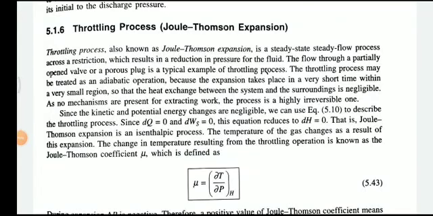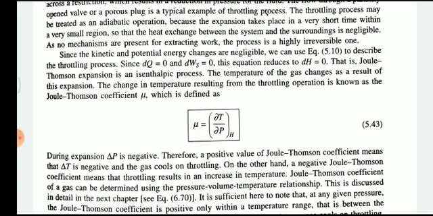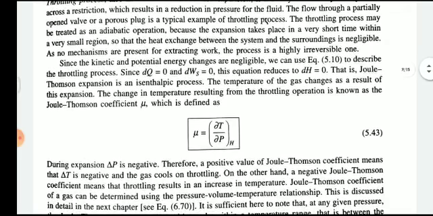In the throttling process of the CET subject, we are discussing the Joule-Thomson coefficient. Recently, we already discussed the Joule-Thomson coefficient, which is given by mu is equal to (del T by del P) at constant H, where during the expansion the pressure change delta P is negative.